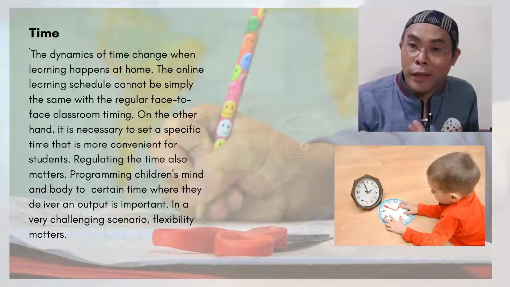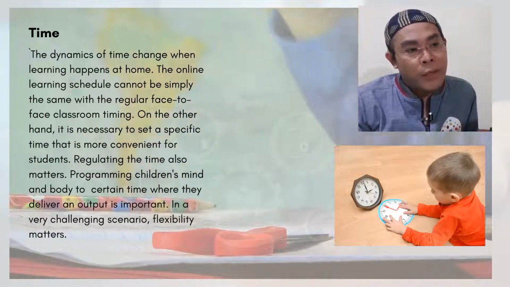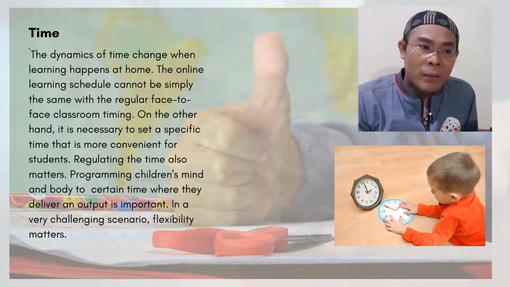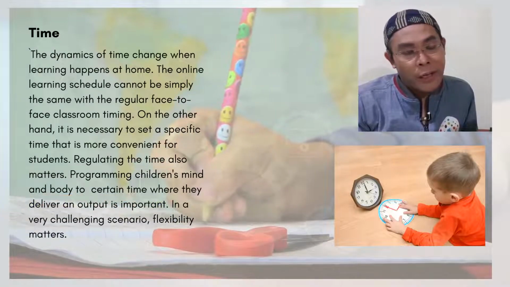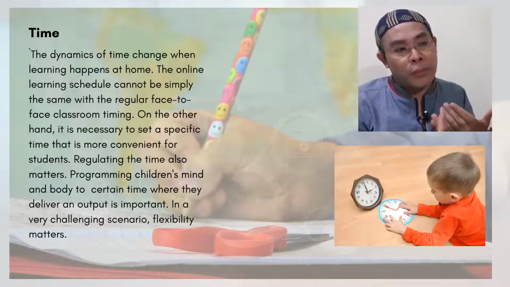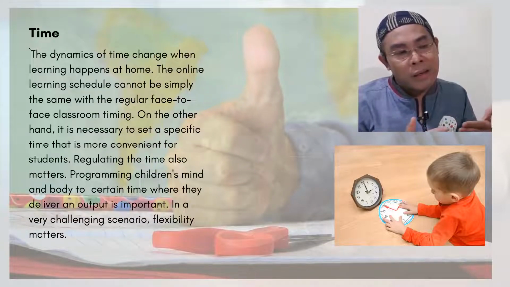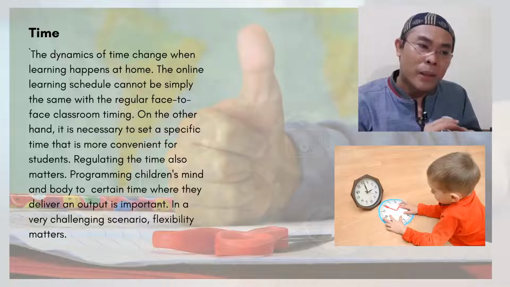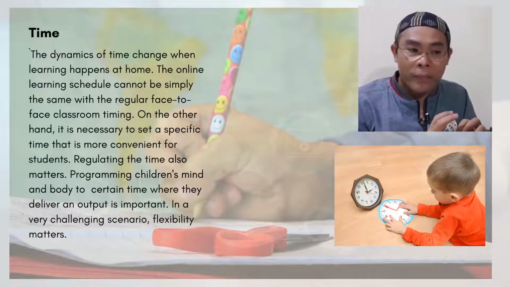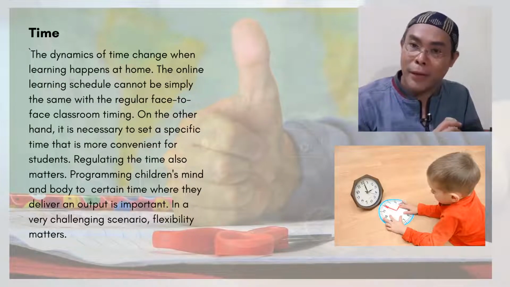When you think about the curriculum, you cannot set aside the element of time. The dynamics of time changes when learning happens at home. The online learning schedule cannot simply be the same as the regular face-to-face classroom timing. On the other hand, it is necessary to set a specific time that is more convenient for students. Regulating the time also matters. Programming children's mind and body to a certain time where they deliver an output is important. In a very challenging scenario, flexibility matters.